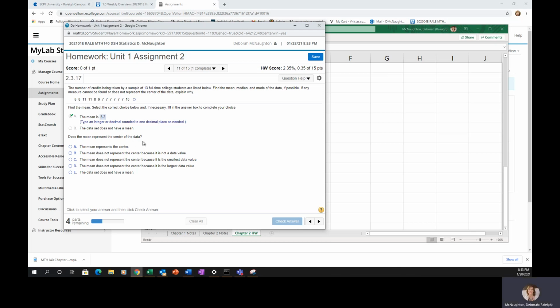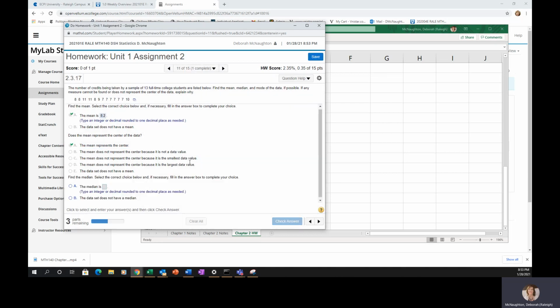Does the mean represent the center of the data? So remember, the mean and median represent the center of the data. So even though you get different values for them, the mean and median always represent the center of the data. So I'm just going to say yes.